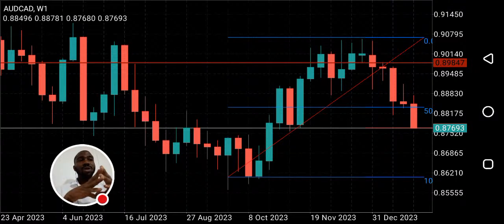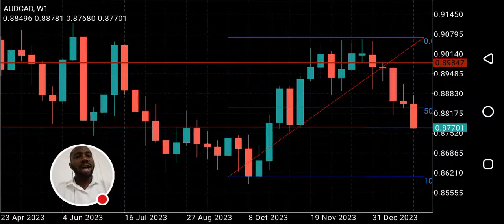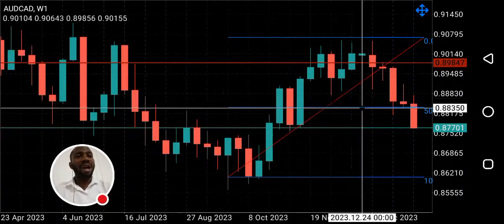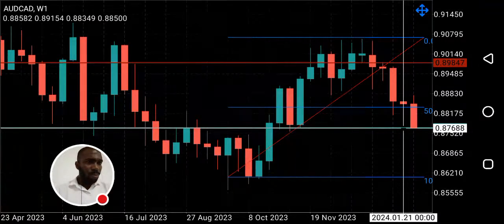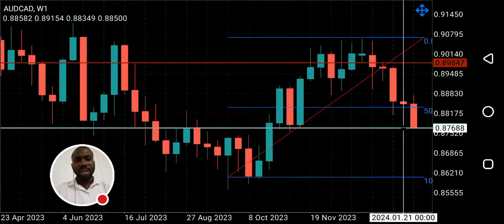That is a confirmation that we have sellers in the market. We have traders who are willing to sell Australian card, and that would have been the best time to execute a sell. If you decide to sell at the current market price, see where the market is right now, 8768. That's about 200 pips. The market is 200 pips from where you ought to have entered Australian dollar card.